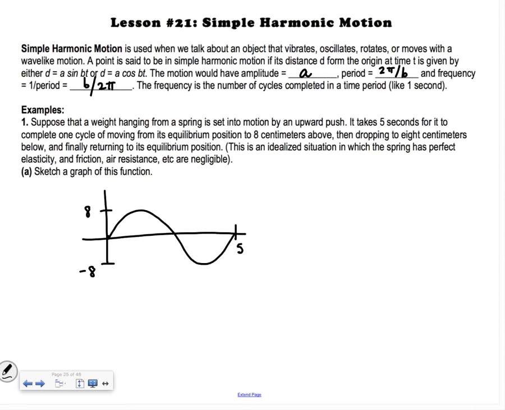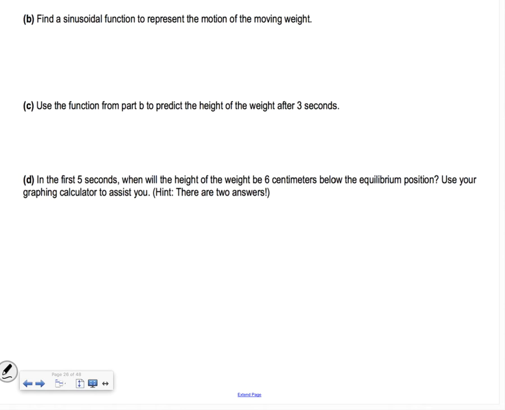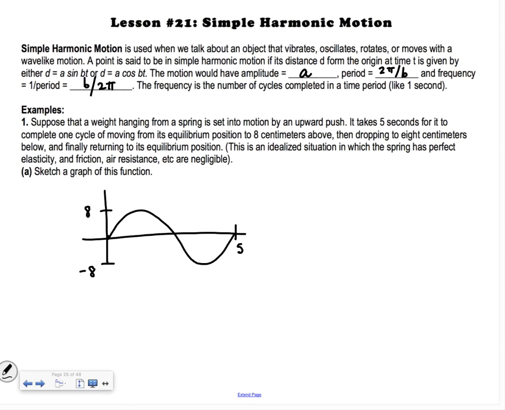Okay, so we want to sketch a graph of the function, so we have the graph, and then we want to come up with the equations. That's part B. So find a sinusoidal function to represent the motion of the moving weight. So if we have this kind of graph, we know that the period is 5, right? Well, that means that 2 pi over b has to equal 5. So we solve for b. So the easiest way to do this is to multiply the b over and then divide by 5. Okay, so that's going to be our b value.